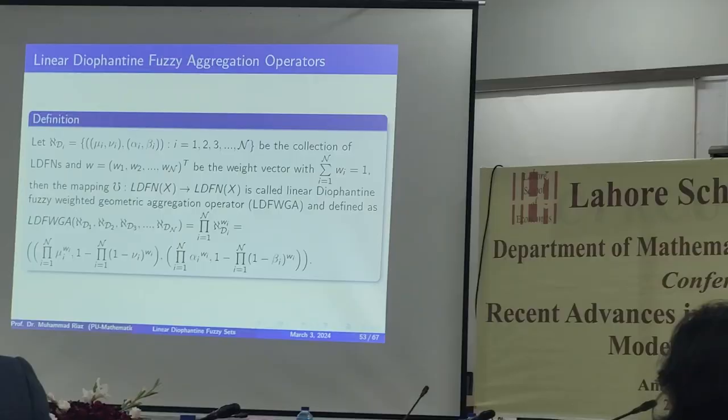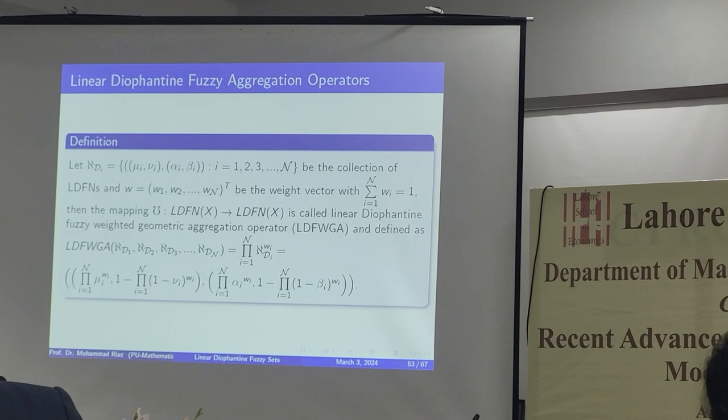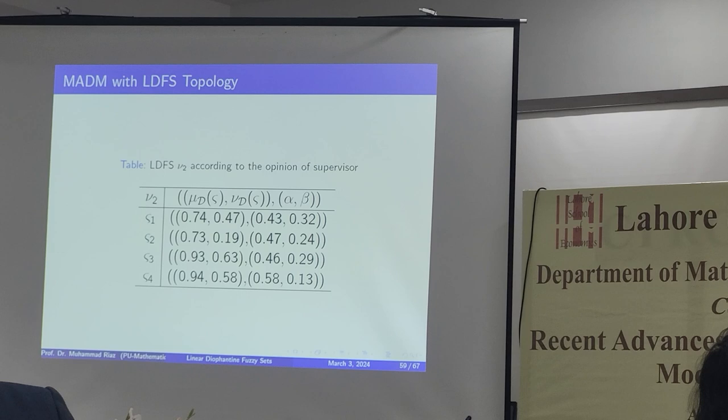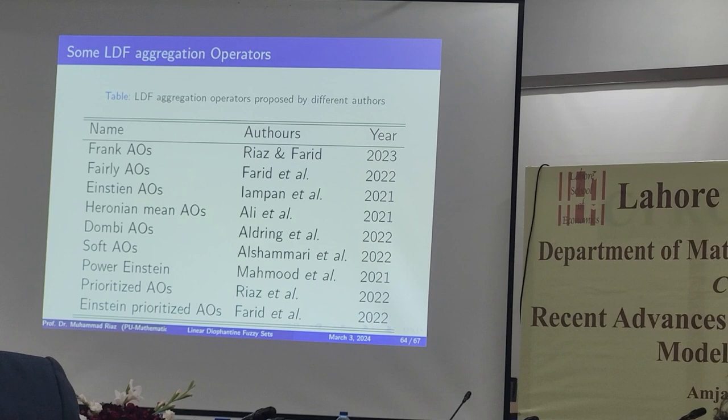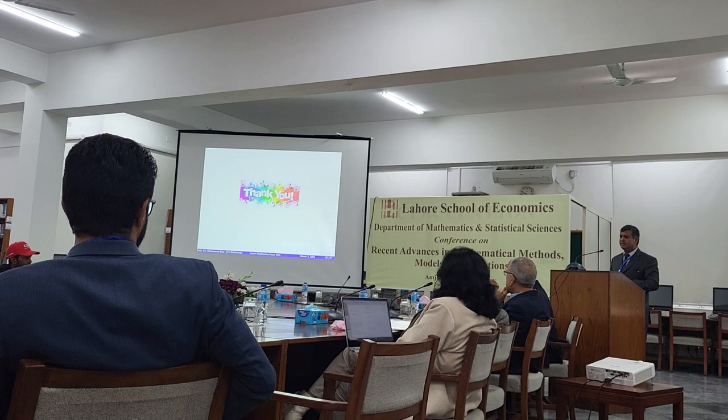First we develop linear diophantine aggregation operators. This is an example of the linear diophantine weighted geometric aggregation operator. Many other aggregation operators have been developed so far. This is a short list of aggregation operators for linear diophantine fuzzy sets, and people can extend these operators to other fuzzy sets. I have short time, so these are the basics.